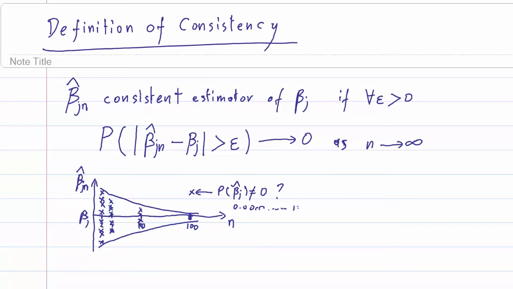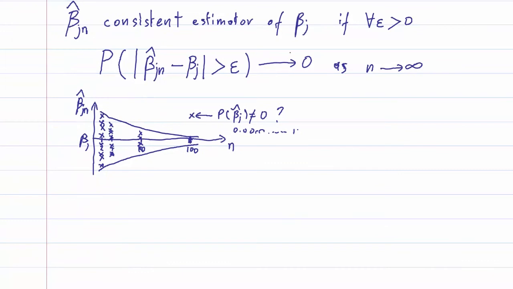So we can write this long notation, the probability that the distance between beta j hat and beta j is greater than epsilon, differently to save some space. Usually in econometrics, we call it the PLIM, probability limit. So PLIM beta j equals the true value. Or sometimes you'll also see, and that's the more statistical way of writing it, beta jn converges in probability to beta j.